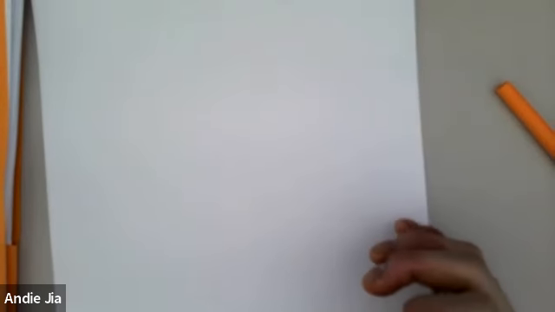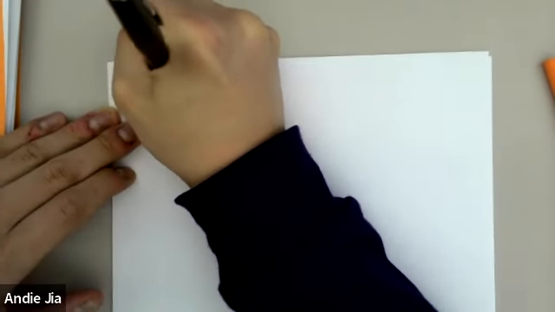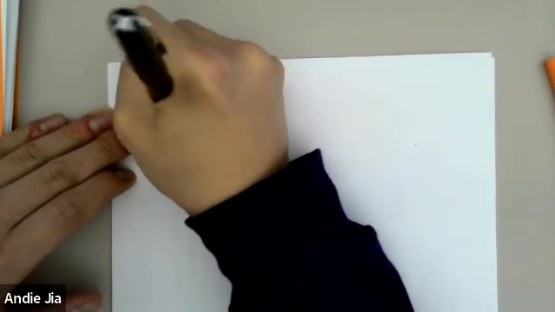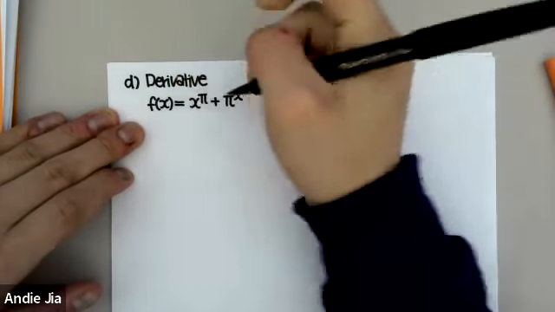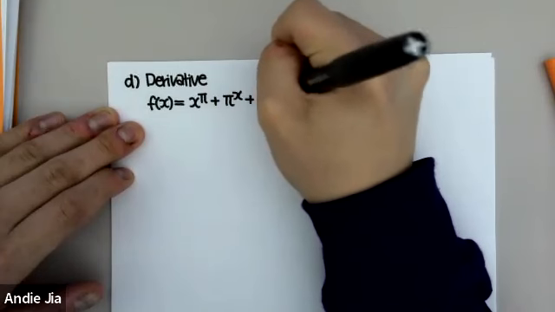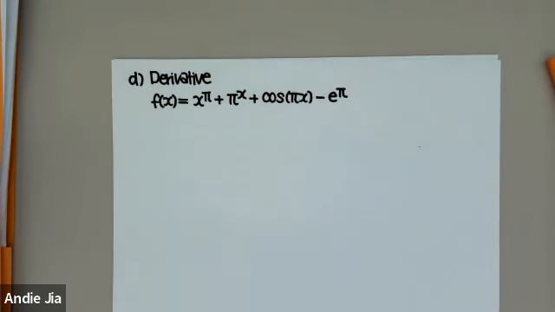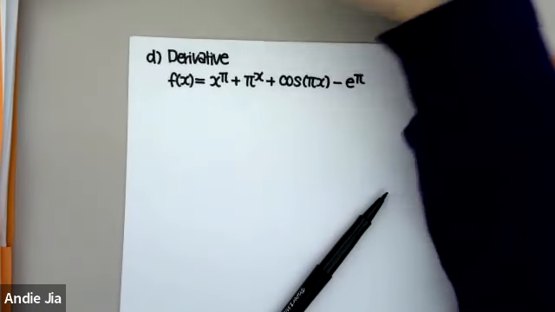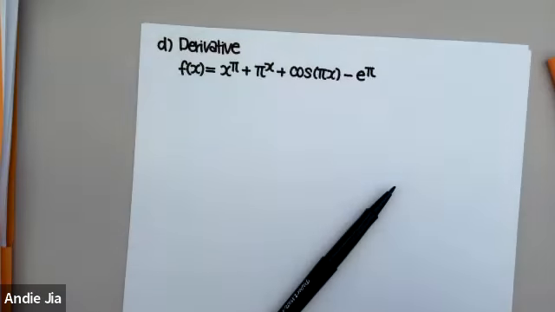And question 1D is a derivative. If we have this f of x, it is x to the pi plus pi to the x plus cosine of pi x minus e to the pi. Okay, then we need to use multiple laws here. So let's pull out the derivative laws here.